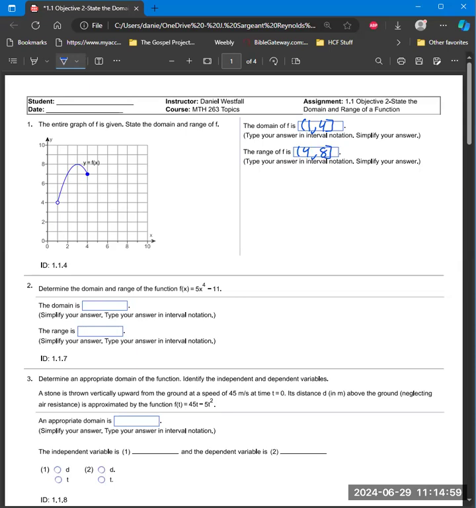Determine the domain and range of the function 5x to the 4th minus 11. So this is a polynomial function that is an even function. So the domain is going to be all real numbers since it's a polynomial.